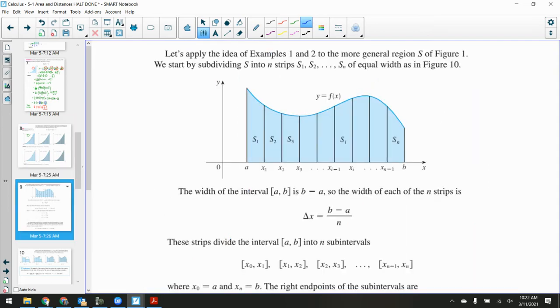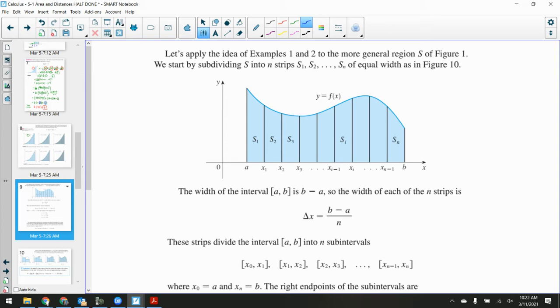All right, now let's apply the idea of examples 1 and 2 to a more general region of some function. What if it's not just x squared? What if it's something funkier than that? What if it's something that waves, maybe it's sine, or maybe it's a different polynomial that goes up and down kind of erratically? Let's say that it doesn't start from the y-axis. Let's say that it starts from an interval a to b.